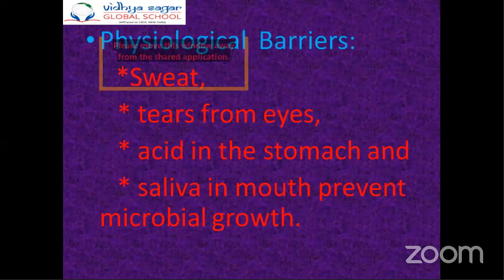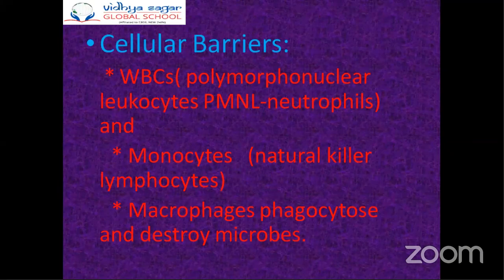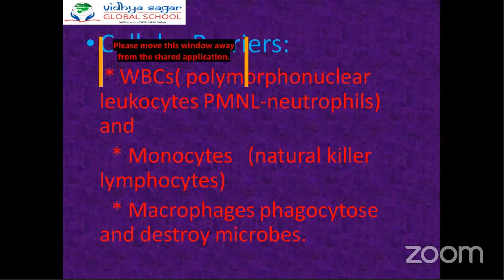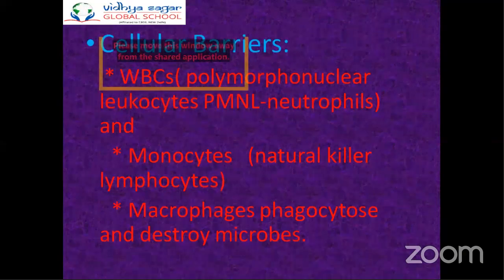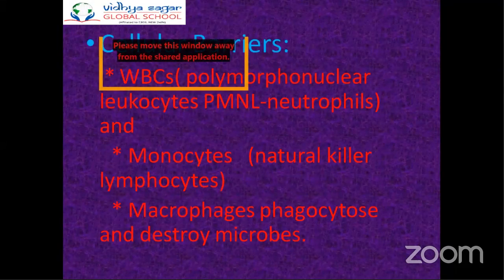The next one is cellular barriers. We know about the cells which fight against foreign particles, that is WBC. The WBCs include polymorphonuclear leukocytes, PMNL, neutrophils, and monocytes. These are all blood cells present in the WBC which fight against the foreign particles. Monocytes are called natural killer lymphocytes. And macrophages are large WBCs which have the ability to eat, that is phagocytosis. What is meant by phagocytosis? Digestion of pathogens. It will engulf the pathogen. Macrophages have the ability to engulf the pathogen and destroy the microbes. So under cellular barriers, WBC, monocytes and macrophages are involved.